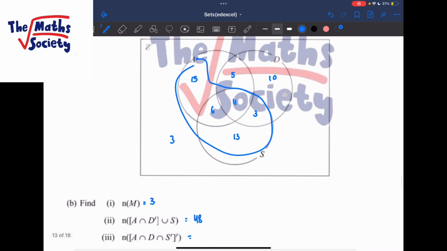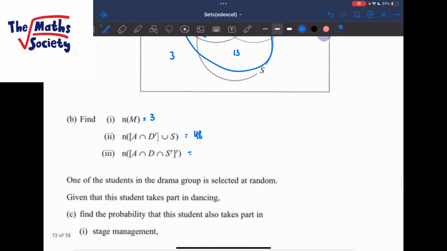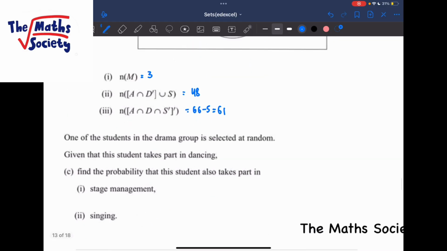It says number of A intersect D intersect S prime. So A intersect D is going to be here. Intersect with S prime, something that's not S, so basically the whole thing, but that's a prime as well, which means it's going to be 66 minus 5. We're going to end up with 61. That should be the answer.